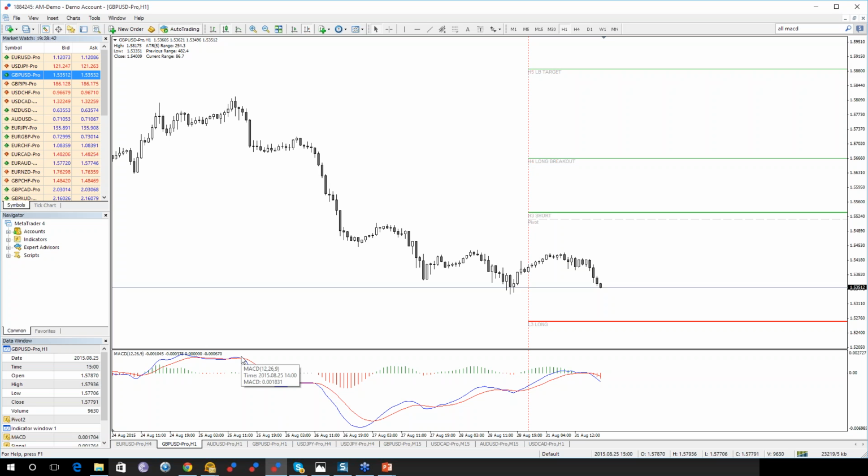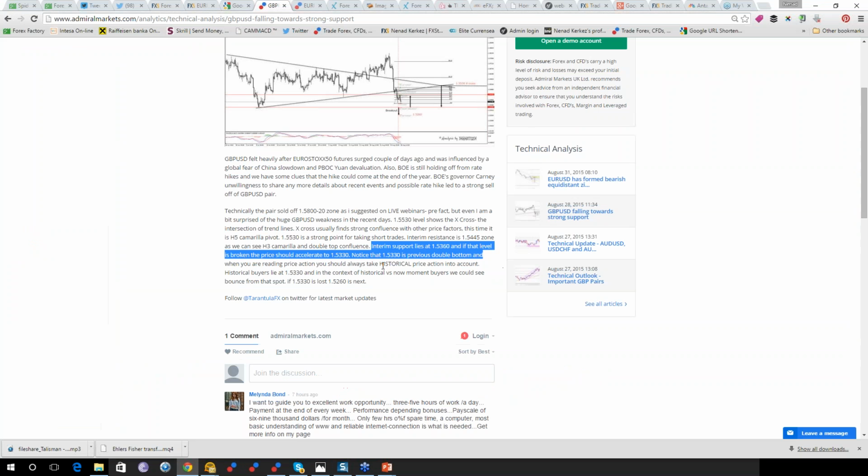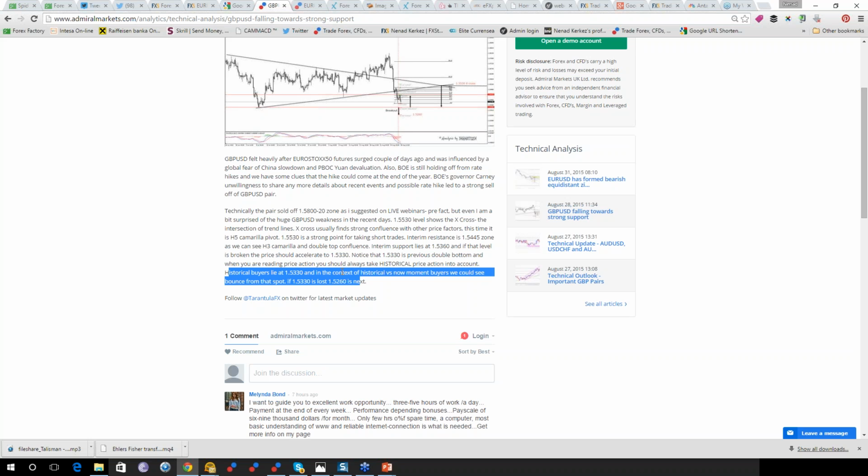Because, you know, guys, I cannot tell you literally buy here, sell there, because that would compromise our risk disclaimer, right? So you need to read between the lines, okay? Entry support lies at 53.60, and if that level is broken, the price should accelerate to 53.30. Notice that 53.30 is a previous double bottom, and when you're reading price action, you should always take historical price action into account. Then, what did I say? Historical buyers lie at 53.30, and within this context, we could see a bounce from that spot.